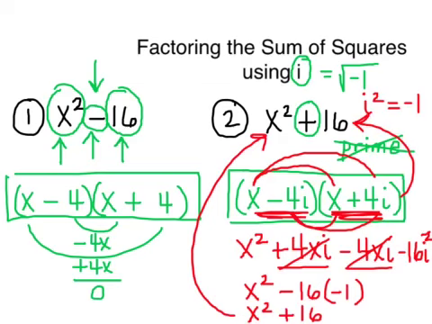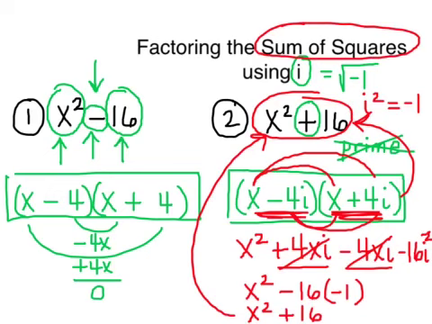And so when we're asked to factor something that is called a sum of squares, we're going to have to use i to make it work out. Otherwise, it would give us the wrong symbol in between the x squared and the 16, or it would give us a middle term that we don't want.